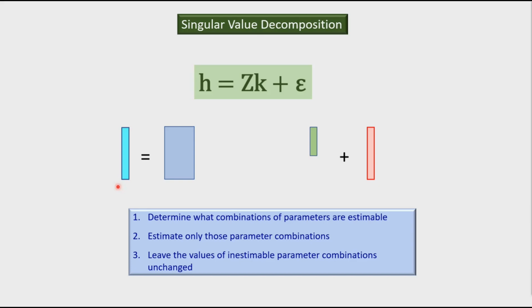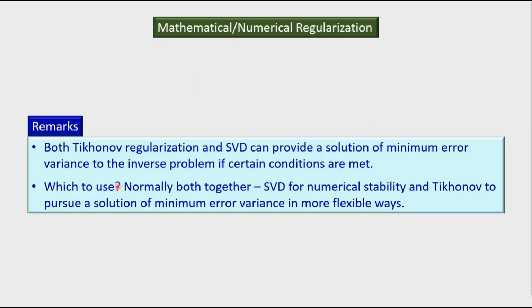Combinations of parameters that are not estimable on the basis of the limited calibration data set are not estimated, they are left uninformed, they retain their original values. But note that, as we will discuss, the singular value decomposition process parsimonises parameter space by evaluating combinations of parameters which are estimable and combinations of parameters which are not. Which do we use? Both.